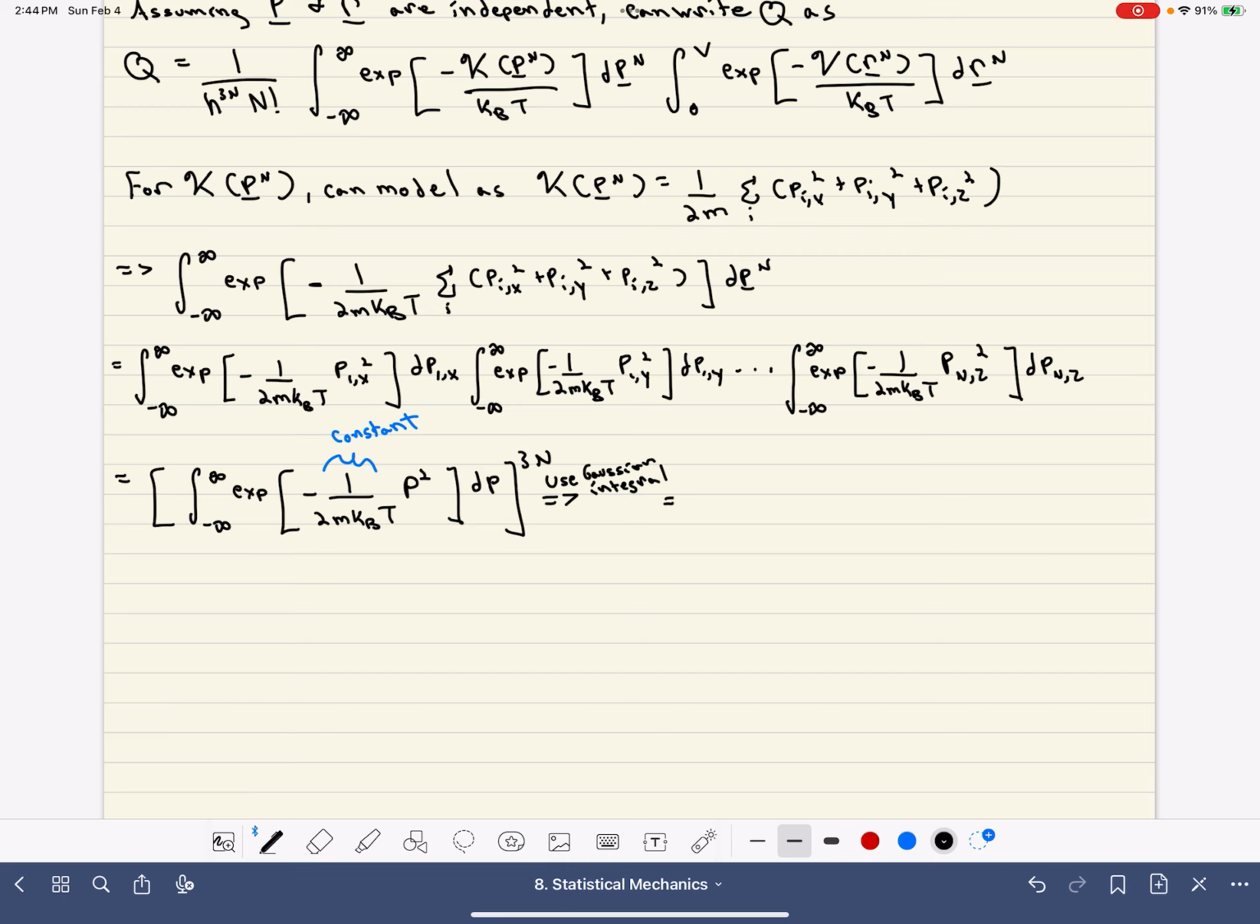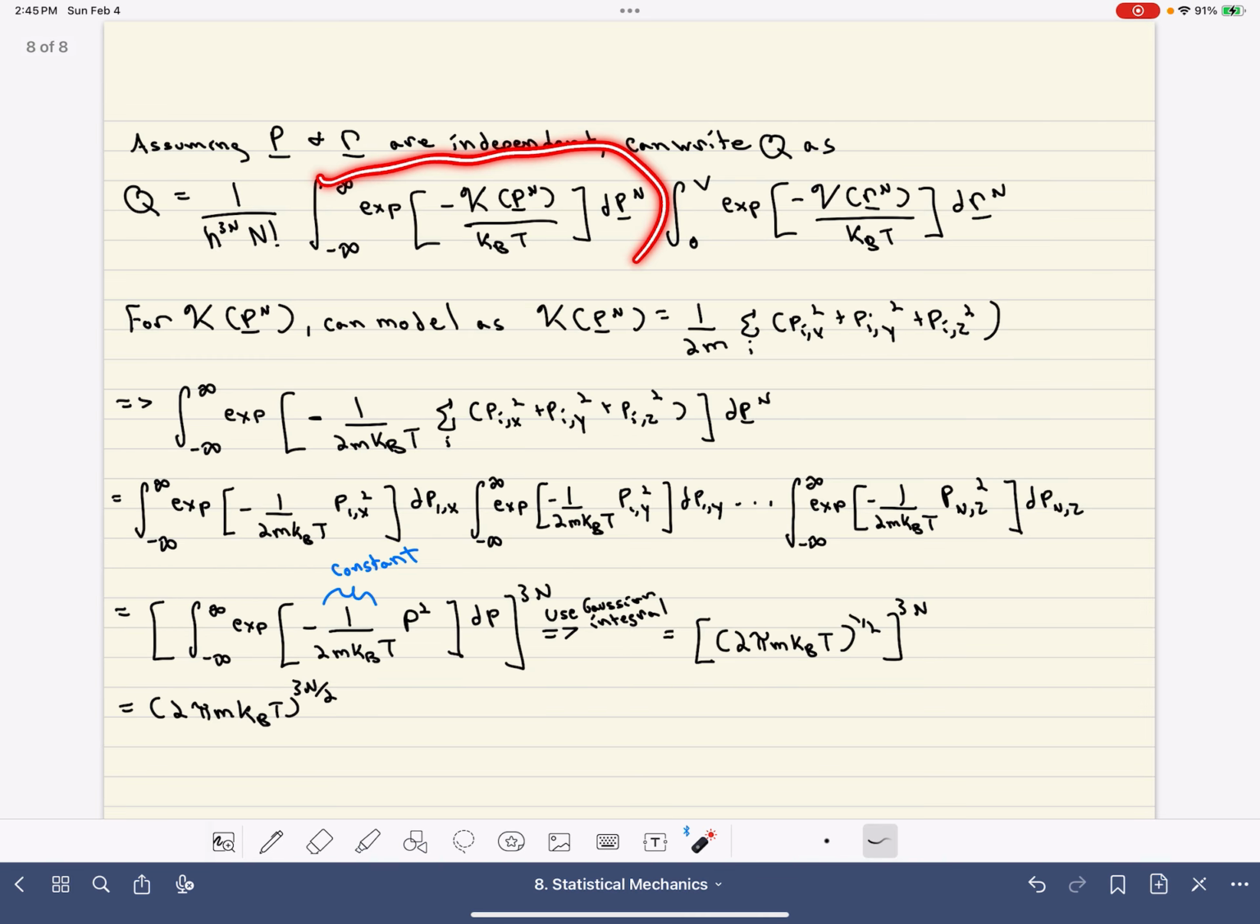And what you get is that this will equal 2 pi m kBT raised to the 1/2, all raised to the 3N. Or we could bring this out here. What we get is 2 pi m kBT raised to 3N divided by 2. So kind of backtracking, we find that the momentum portion of the partition function just simplifies down to this constant expression.